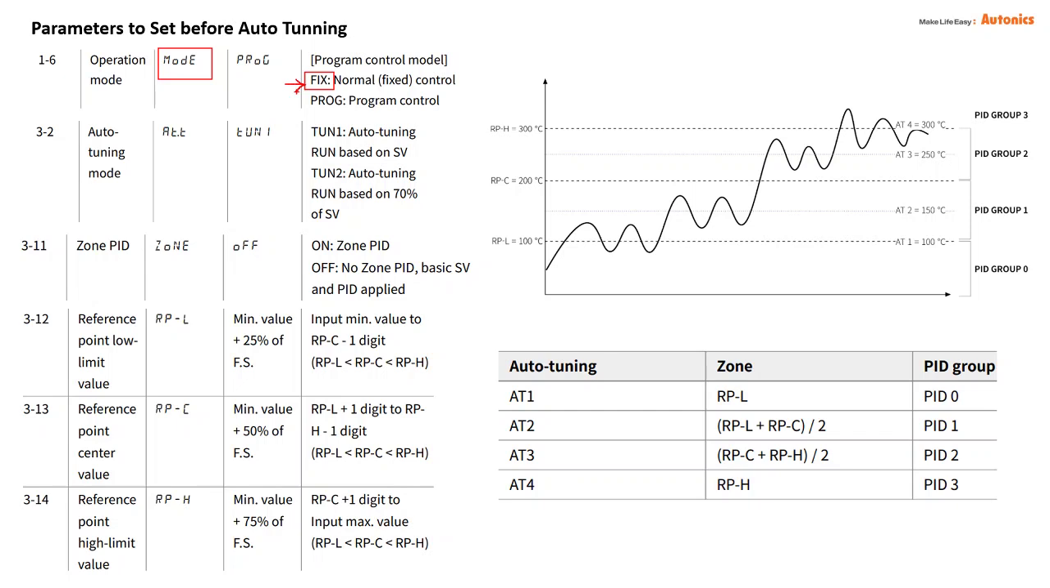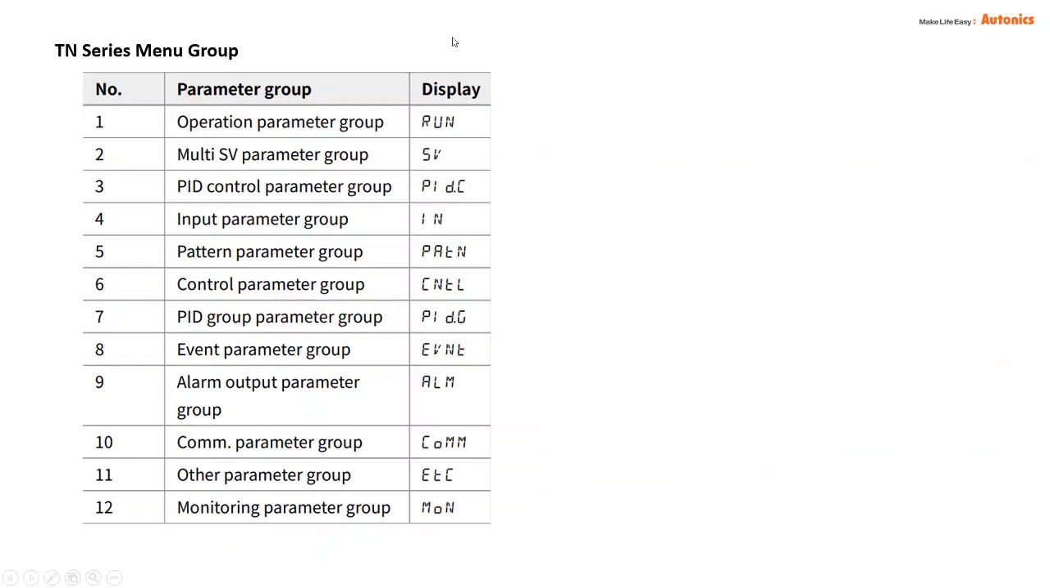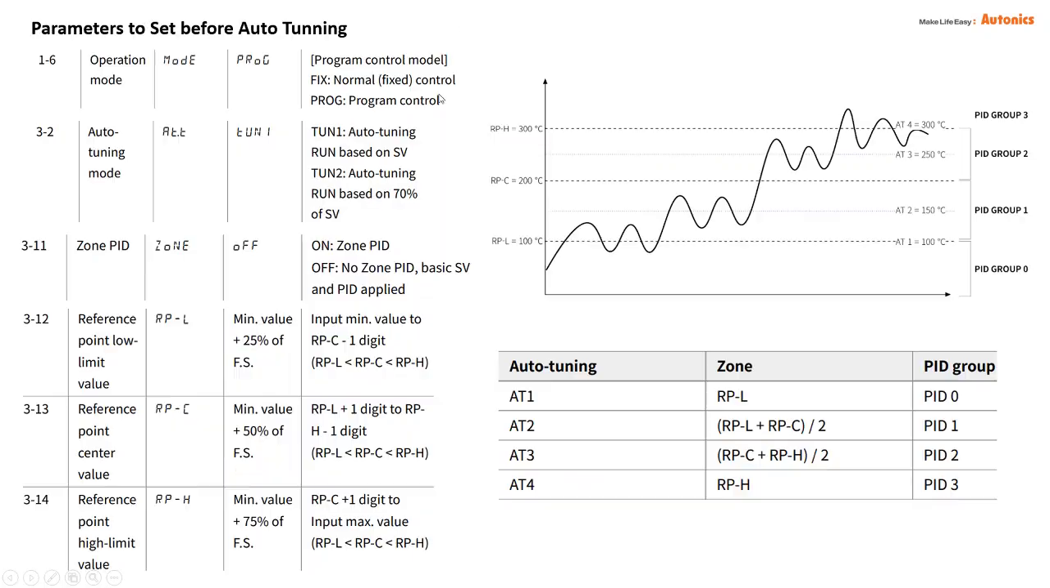Say you want to operate in program control mode: do auto tuning in fixed mode and then set the device into program mode. This will be available in the run group.